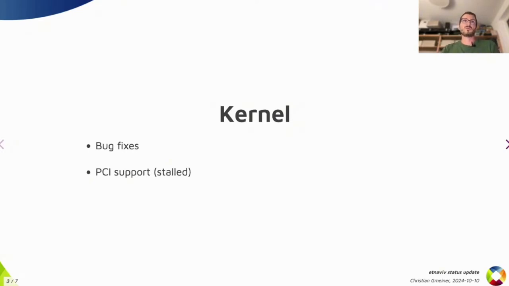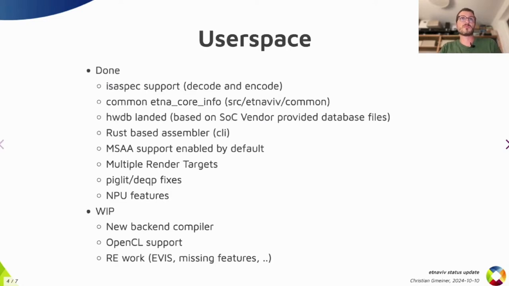Let's move on to the user space. In the user space we now have full ISA spec support, which means decode and encode. There's now a common etna core info struct that lives under src/etnaviv/common. There is a so-called hardware database that landed, which is more or less a composition of downstream kernel header files from different SoC vendors, which are licensed under MIT.